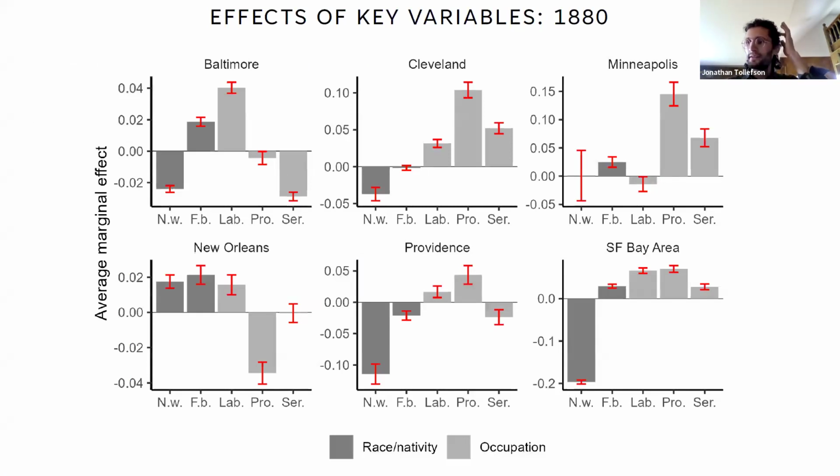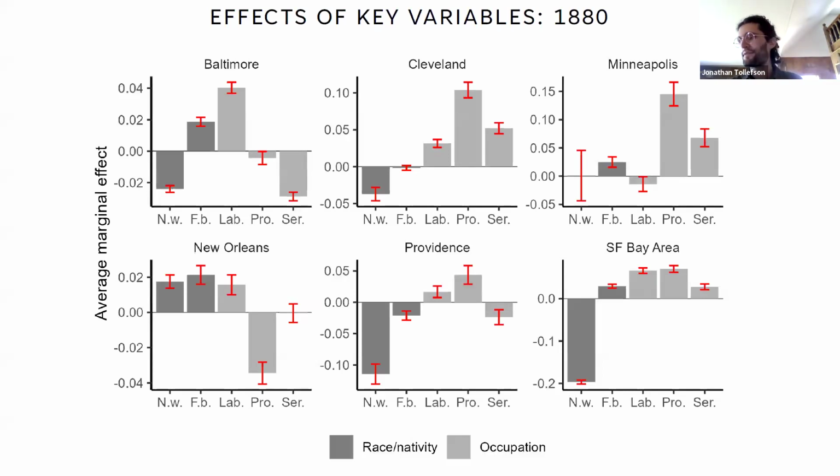So I'll start with the stratification of environmental risk in 1880 at the start of the study. These are the effects of key race, nativity, and occupation variables in each of these 6 urban areas, combining San Francisco and Oakland into the San Francisco Bay Area.